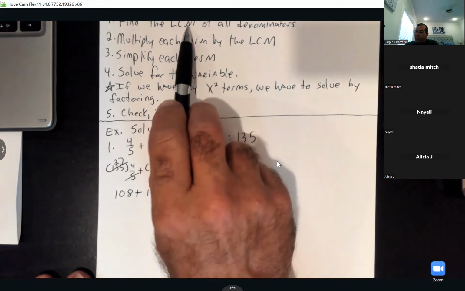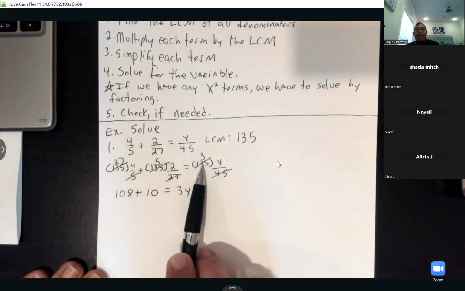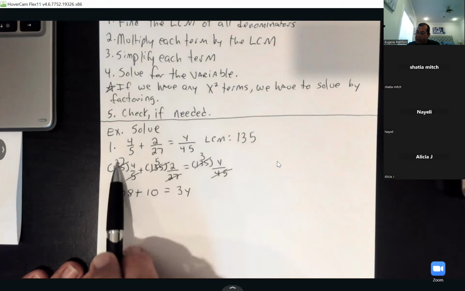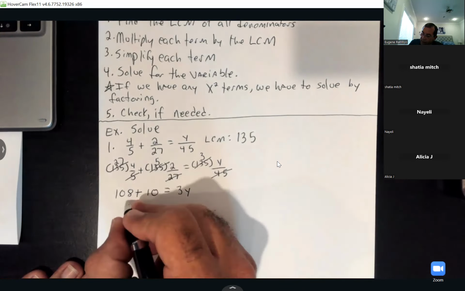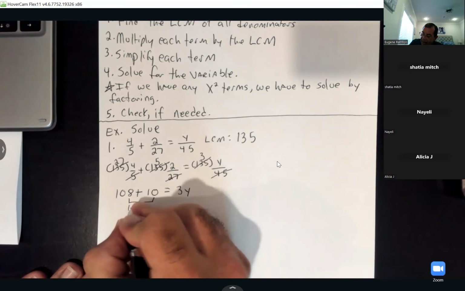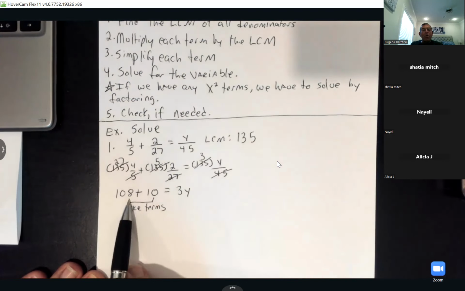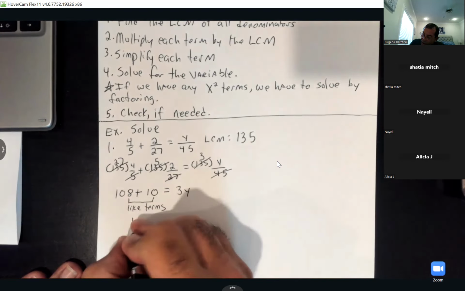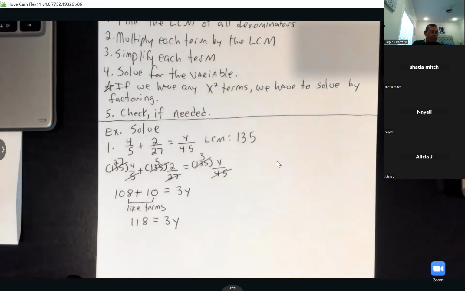So notice, we found the least common multiple. We multiplied each term by that least common multiple, and we simplified each of these terms. We now have no fractions. So we're going to solve this for the variable. The first thing we're going to do is add like terms on the left side. So 108 plus 10 gives us 118 equal to the 3y.